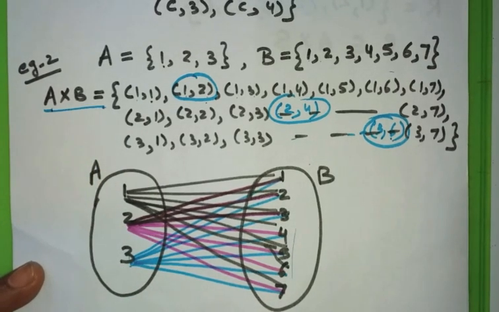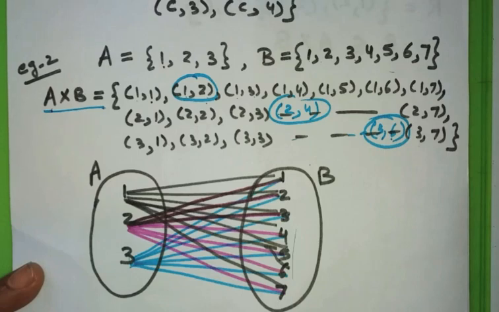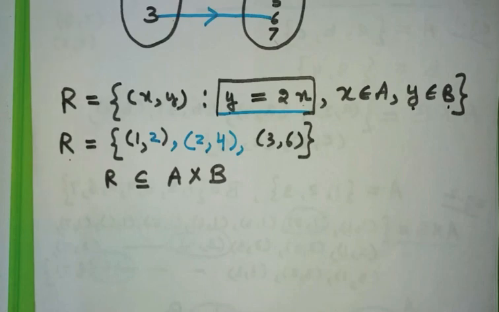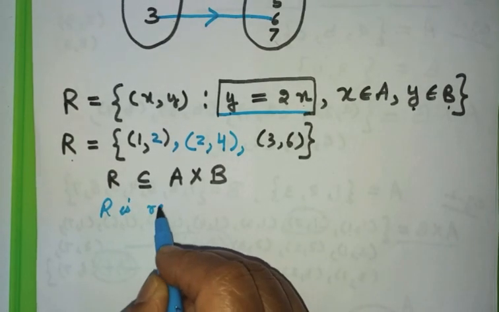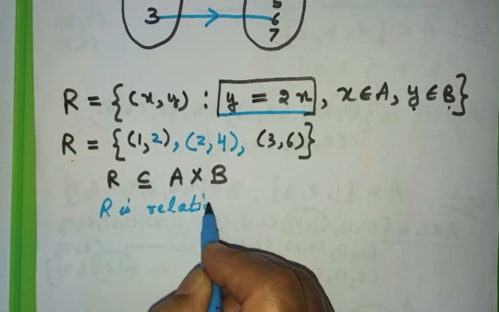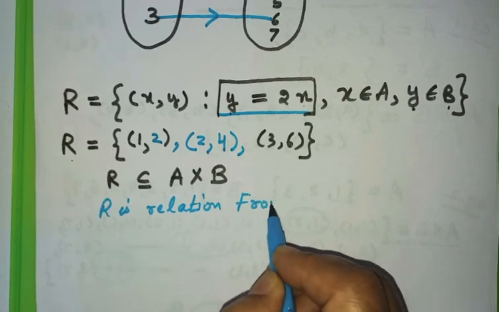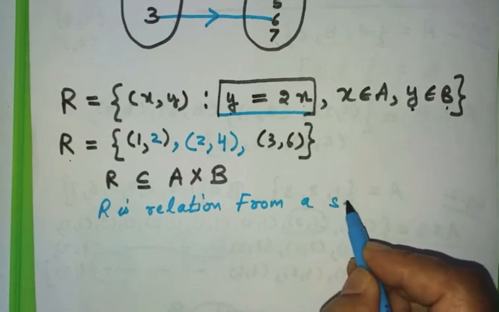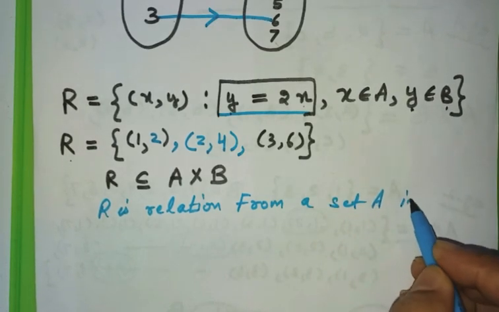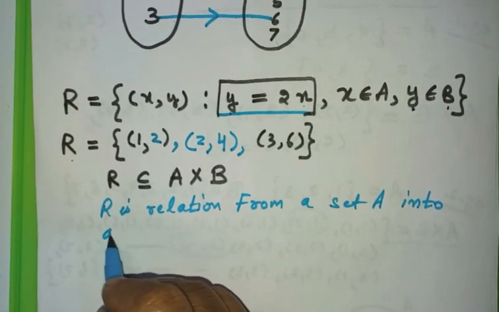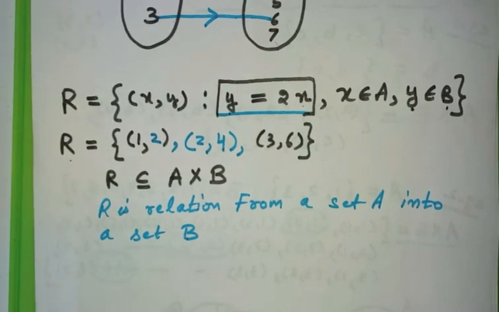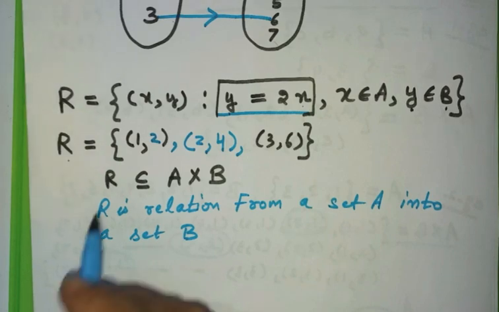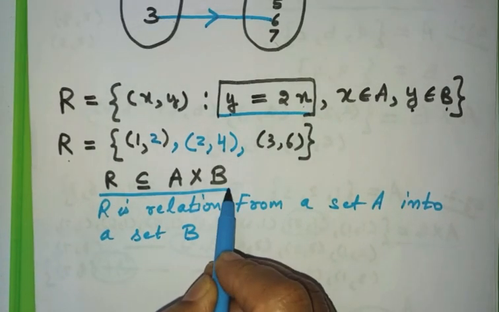Set R is nothing but a relation from a set A to a set B. So, now it has become clear that set R is a relation from a set A into a set B. So, we can see a relation is a subset of the Cartesian product.